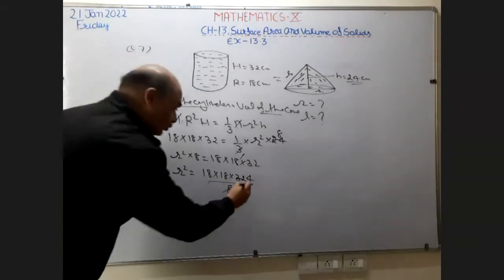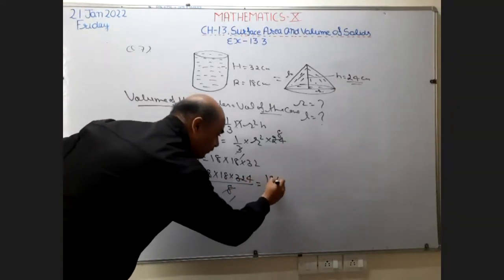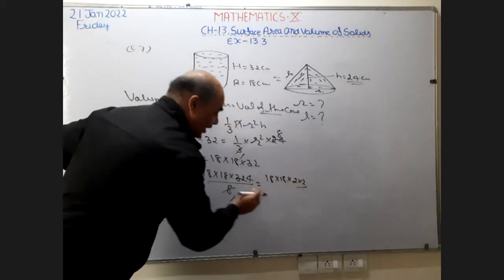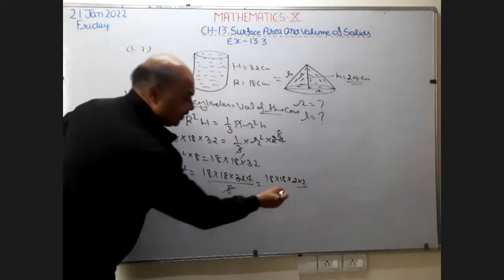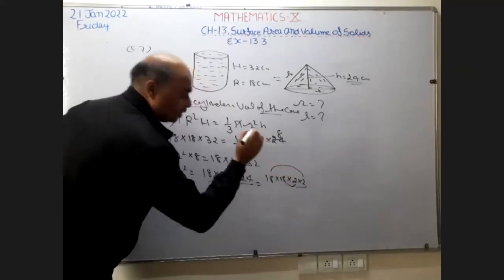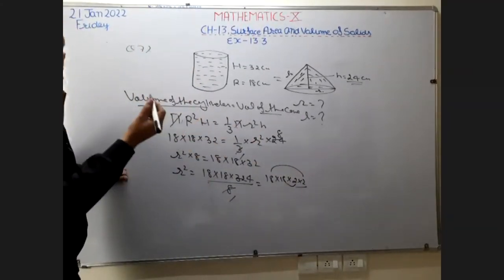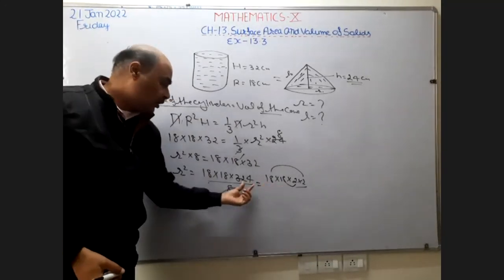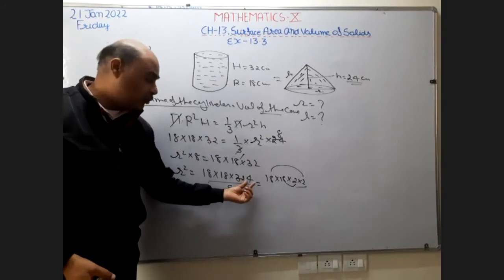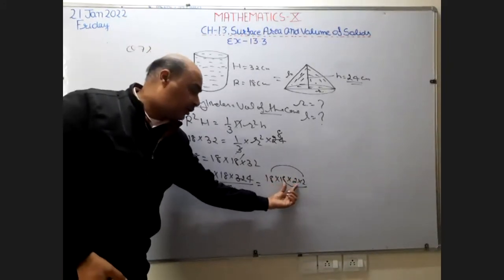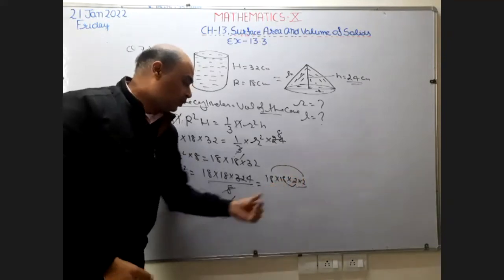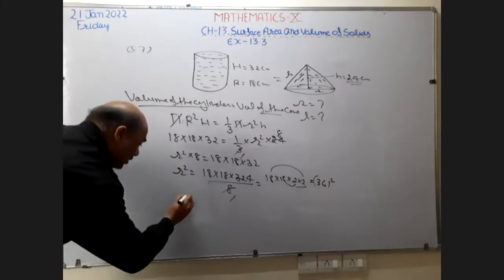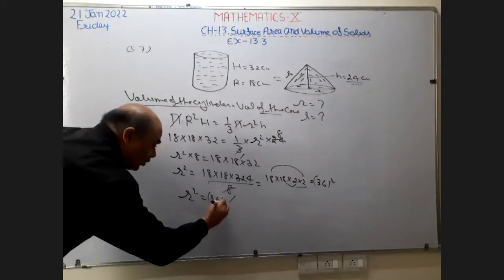Now this 4 can be written as 2 into 2. So we have 18 into 18 into 2 into 2. Now 18 times 2 is 36, and 18 times 2 is 36. So this is going to be the square of 36. It means R square is equal to the square of 36.